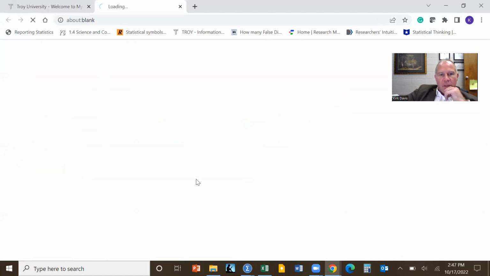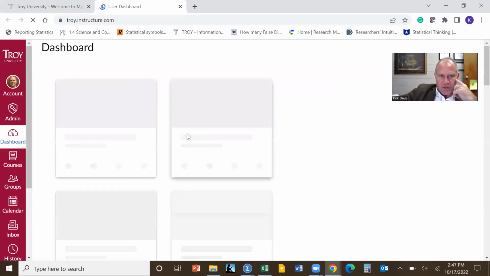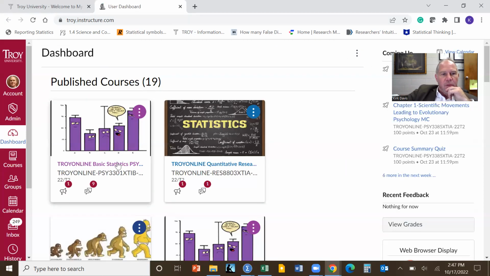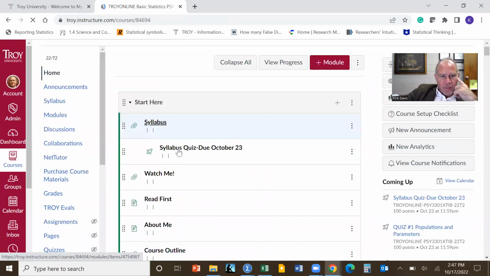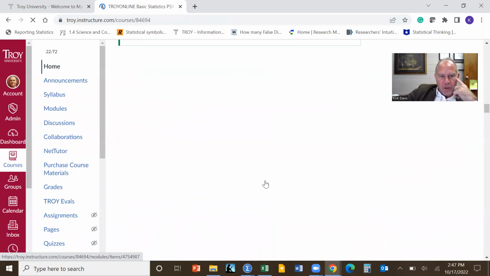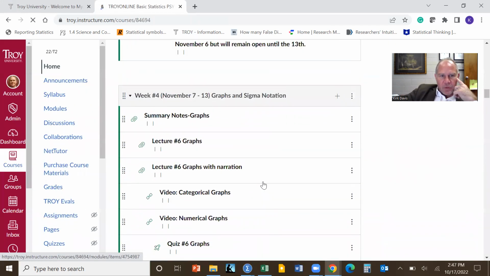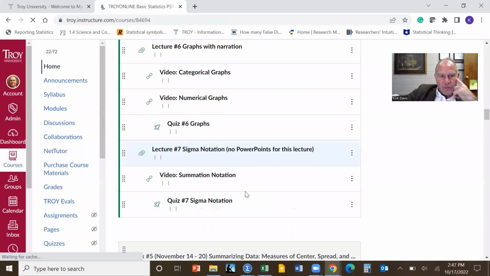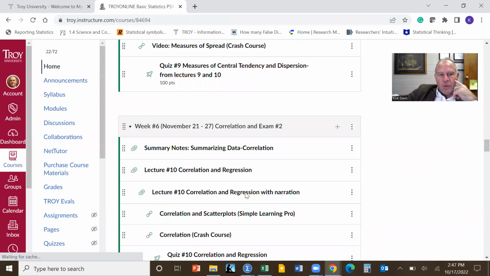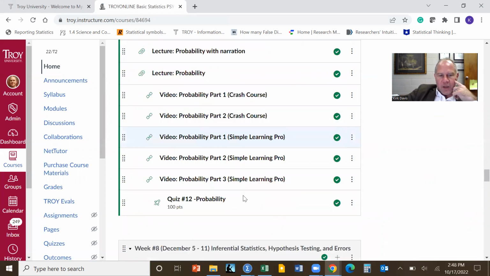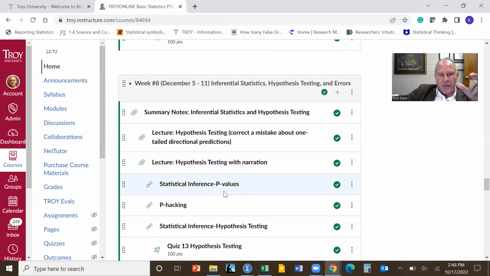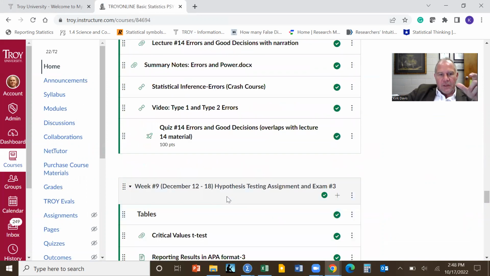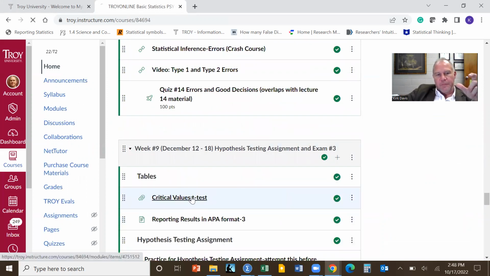I will go to another class where I have this table embedded, but it's also in this section. It's just called the critical values for the t-test. So I'll go here. I think I've got it embedded here. It'll be at the bottom of your Canvas page, and for this class, it's critical values for the t-test.